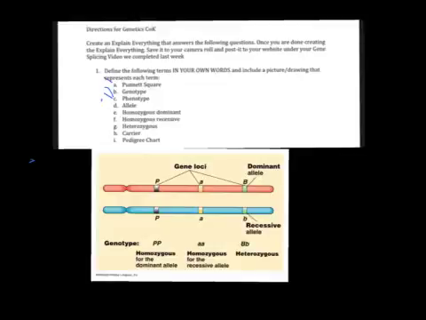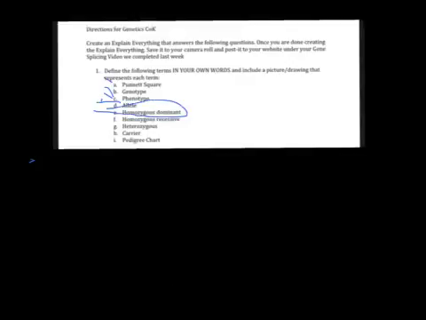An allele is a gene that you get. You get two genes, one from your father and one from your mother. And some can be dominant and some can be recessive.